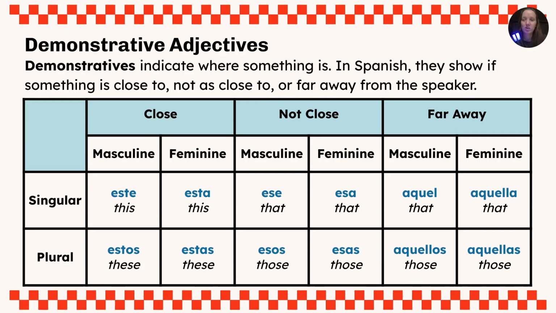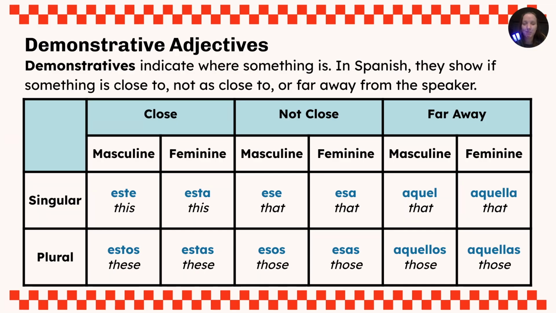So here are our demonstrative adjectives. Demonstratives indicate where something is. In Spanish, they show if something is close to, not as close to, or far away from the speaker. So it's all in reference to where the speaker is standing. Our demonstrative adjectives, like many things in Spanish, have to agree with our noun in both gender and number. When you're referring to something that is close by you, you're going to use the demonstrative this. Now in Spanish we have two ways we can say this. We would use este if the noun that you're talking about is masculine, and you would use esta if the noun that you are talking about is feminine.